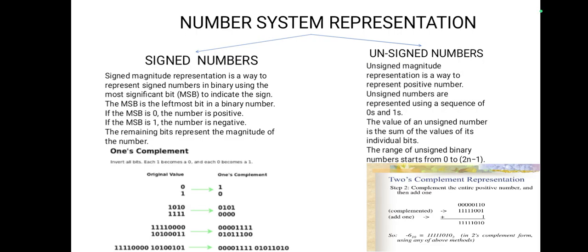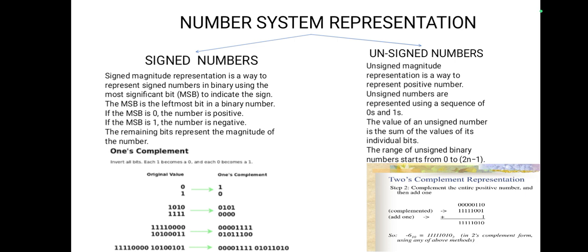Next, we come to the basic number system representation. The first thing about this is that there are basically two types of numbers: signed numbers and unsigned numbers. Signed numbers representation is a way to represent the signed number, that is the integers, in binary using the most significant bit, MSB, to indicate the sign. The MSB is the leftmost bit in a binary number. If the MSB is 0, the number is positive. If the MSB is 1, the number is negative. The remaining bits represent the magnitude of the number.